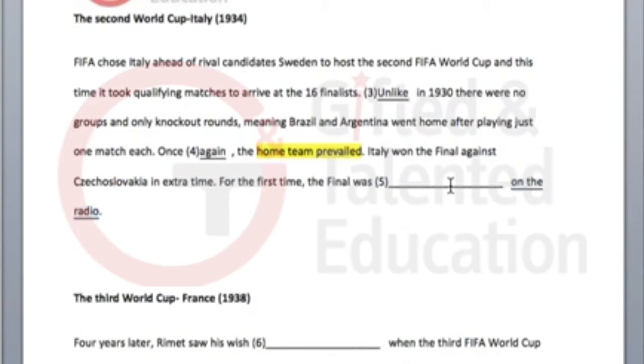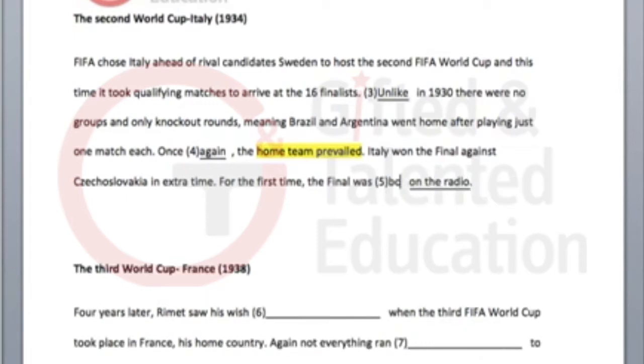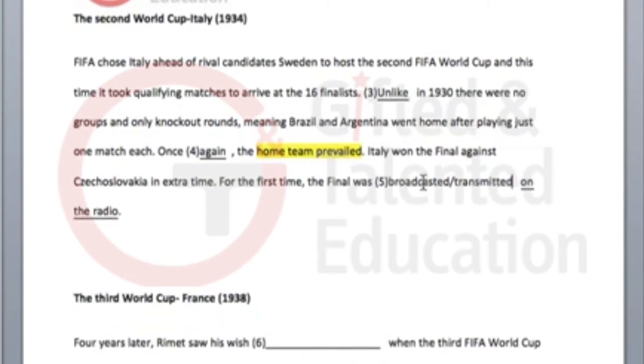Okay, there are actually a couple of answers that are acceptable for this question. The first word starts with the letter B for boy, and the other starts with the letter T for tango. If you have guessed broadcasted, you are correct. If you also have guessed transmitted, it's actually acceptable. Okay, so these are the two possible answers for question 5. Let us move on to the next question.